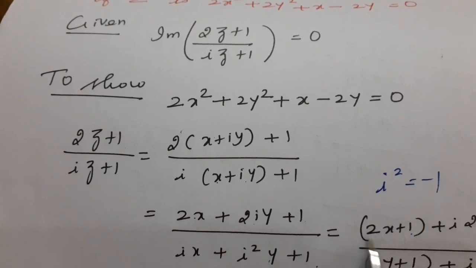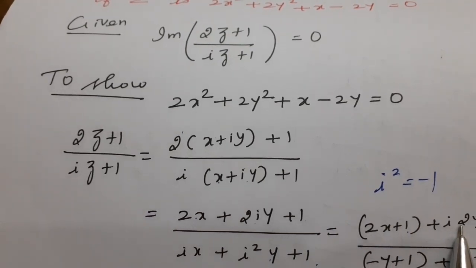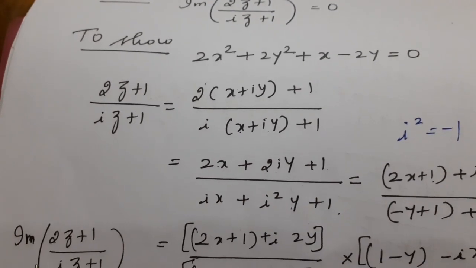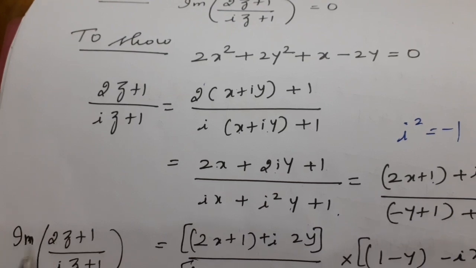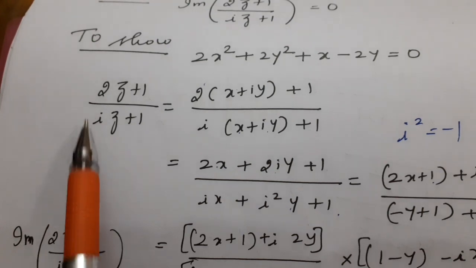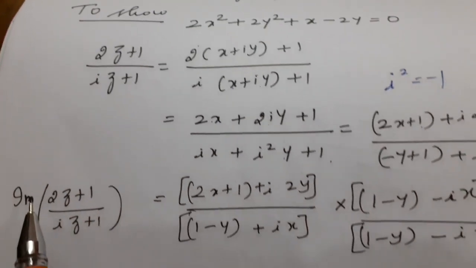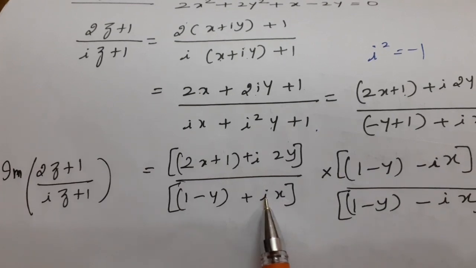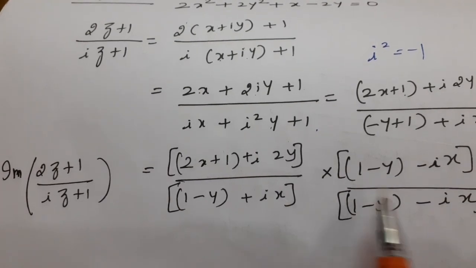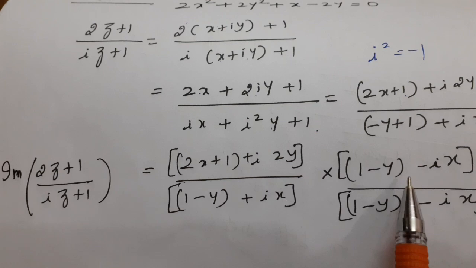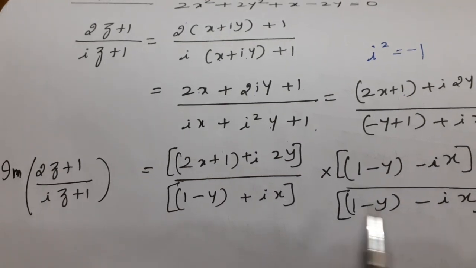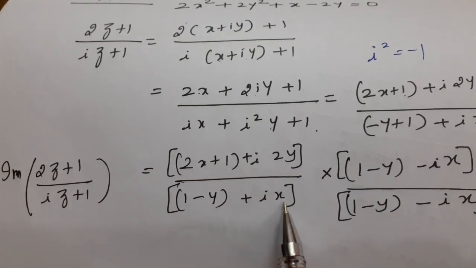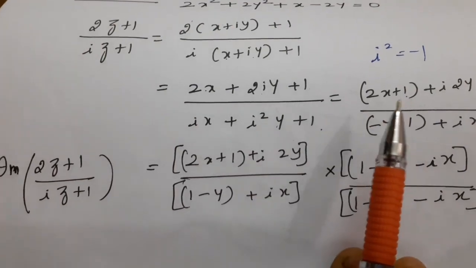Just segregate the real part as well as the imaginary part. Now we need only the imaginary part. First we find the bracket, afterwards we find the imaginary part. For that, multiply and divide by its conjugate. This plus ix becomes minus ix. So multiply and divide by its conjugate: (1 minus y) minus ix. By the identity (a plus b)(a minus b) equals a square minus b square.